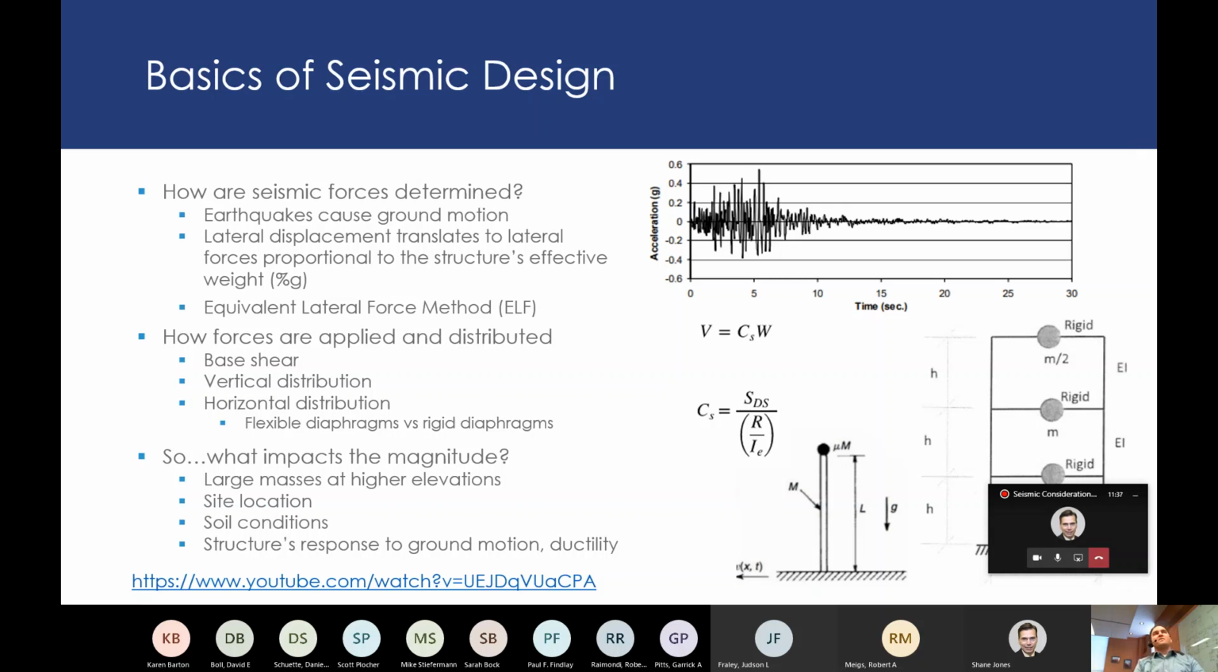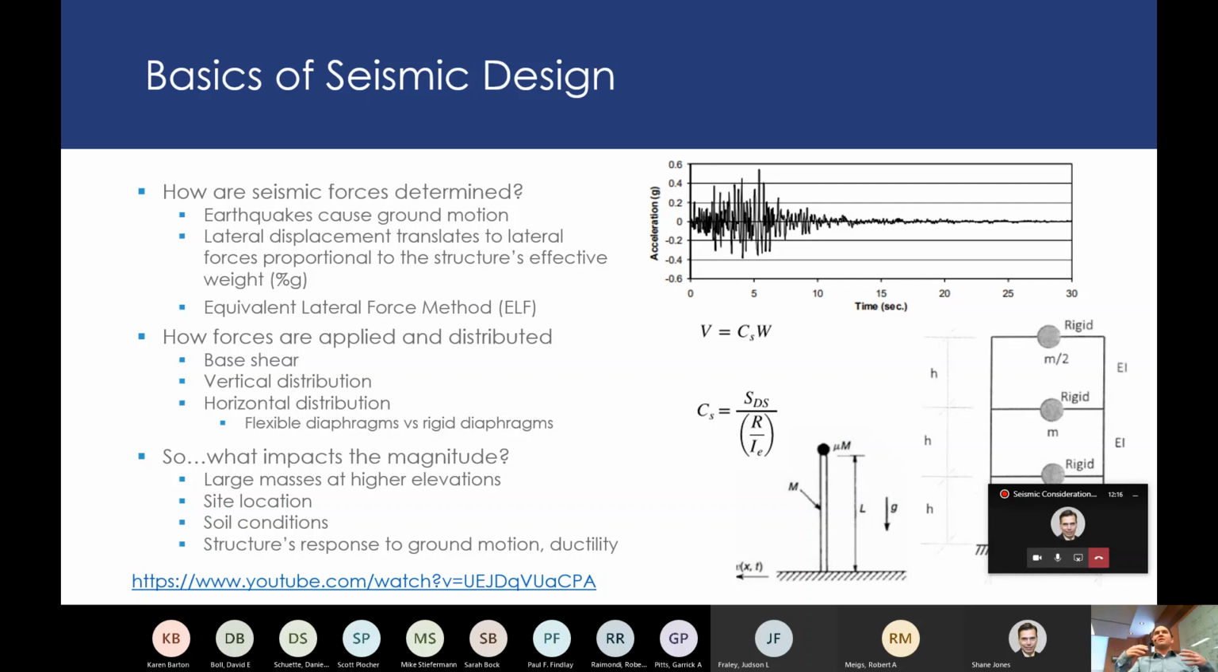How are forces determined? All of you know that earthquakes cause ground motion. Will that lateral displacement translate to lateral forces proportional to the structure's effective weight? In other words, the analogy I'm going to use here is imagine a spring. Imagine a mass on top of a spring, and that spring is attached to a table. And then you bump that table. Well, momentarily that mass is going to stay where it was, and the table moves, and it's going to try and get back to equilibrium centered over the spring. Well, springs have a spring constant, a force per unit length.